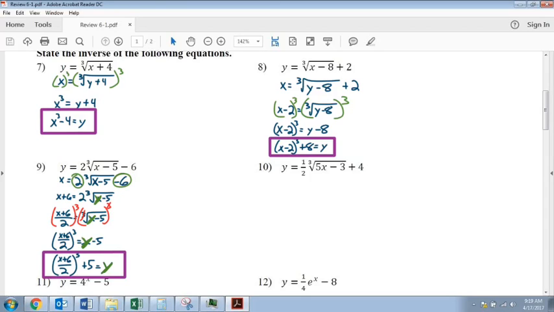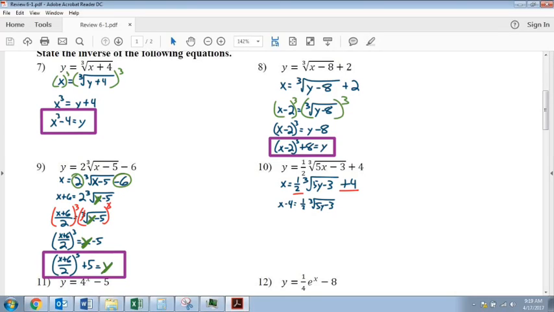Number 10. Try this one on your own if you can, but if you're freaking out, just, here we go. x equals 1/2 times the third root of 5y minus 3, plus 4. That's not an x, it's supposed to be a y. Ooh, that's kind of a big one. Alright, so we got to deal with 1/2 and the 4 first. So that becomes x minus 4 equals 1/2 times the third root of 5y minus 3.